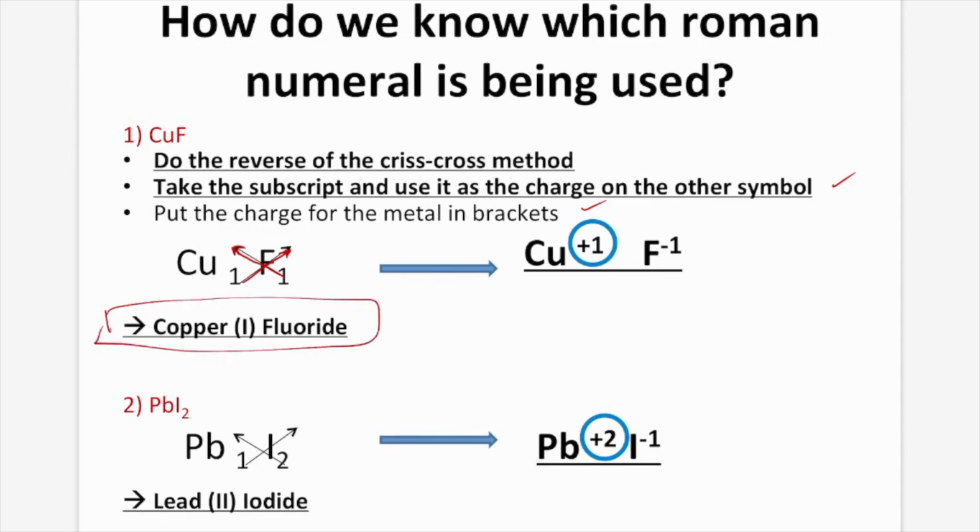In the second one, PbI2, remember there's always a 1 if there's nothing listed. So we're going to write that 1 right here, and we're going to bring it up top above the iodine. We're then going to take the 2 beside the iodine and put it up here beside the Pb. So we know that Pb had a charge of +2. So we write it as lead 2 iodide.